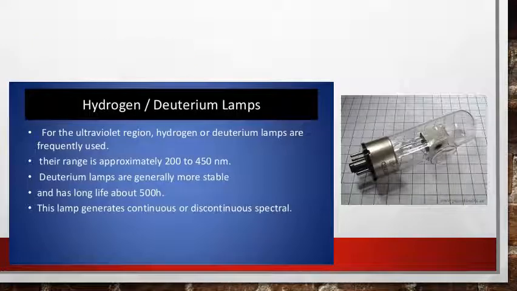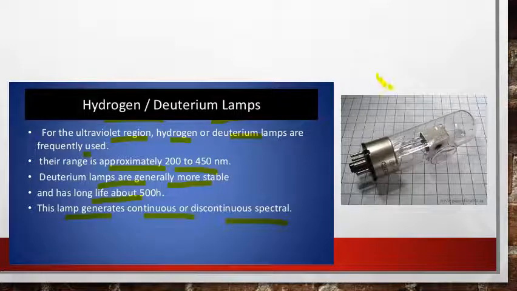Now this is one kind of light source, the hydrogen or deuterium lamp. For the ultraviolet region, hydrogen or deuterium lamps are frequently used. As I have said, the hydrogen discharge lamp as well as the deuterium lamp, their range is approximately 200 to 450 nanometers. Deuterium lamps are generally more stable and have a long life, about 500 hours. And this lamp generates a continuous or discontinuous spectrum.